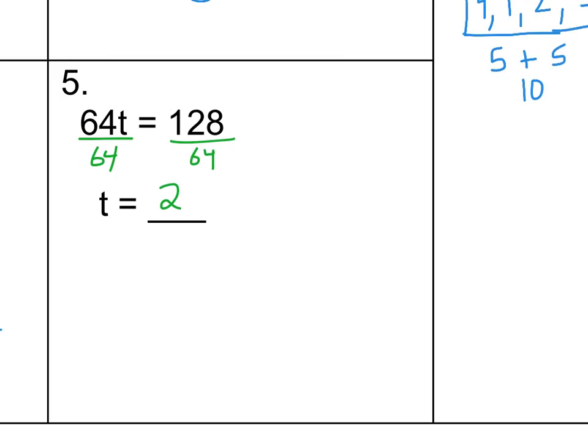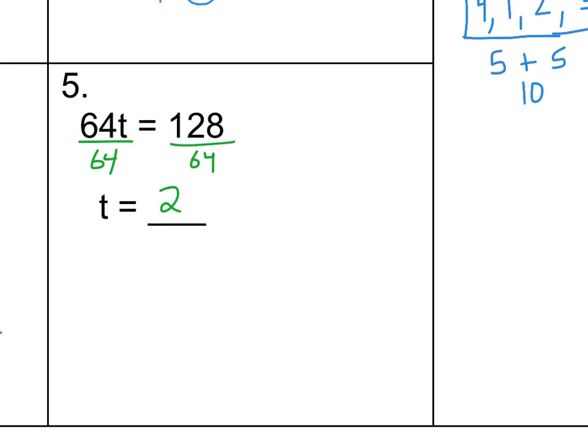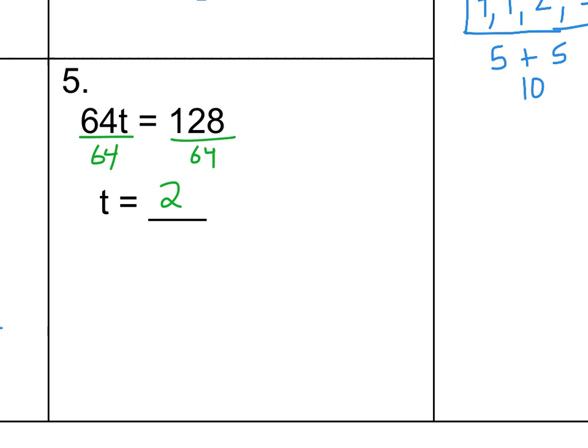For number 5, we just need to get t by itself, right? And so what we can do is divide by 64, since it's t times 64, and times 64 divided by 64 cancel out. And then we also have to divide the other side by 64, which is 128 divided by 64 is 2.